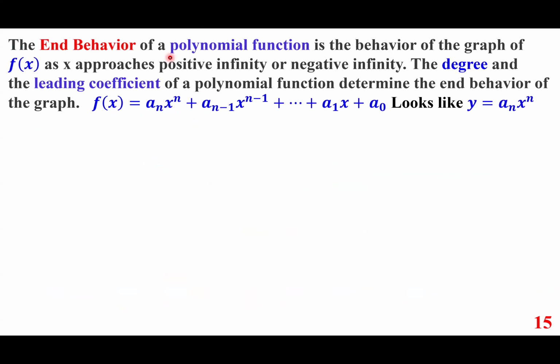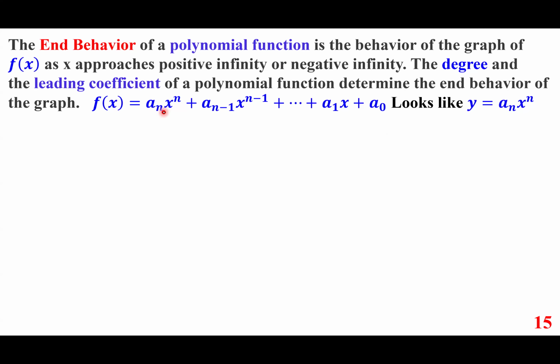The end behavior of a polynomial function is the behavior of the graph of f of x as x approaches positive infinity or negative infinity. The degree and the leading coefficient of a polynomial function determine the end behavior of the graph. F of x is a sub n x to the power of n, plus a sub n minus 1 x to the power of n minus 1, all the way to a sub 0. And what the end behavior says is that ultimately the graph will look like this piece, y equals a sub n x to the power of n, which is known as the leading term.